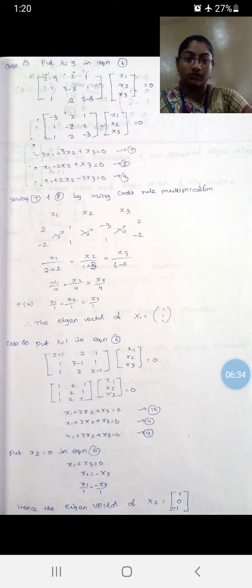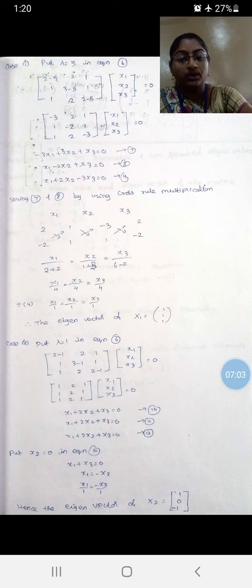Next we have to solve for lambda equal to 1. In equation 6, I get the equation. Then multiply the row and column for the 3 equations 10, 11, 12. Here see, all the given equations are similar. So I cannot take 10 and 11 to solve for x2 and x3. Hence put x2 equal to 0 in equation 10. Similarly x3 equal to 0 in equation 10. Hence I can find the values for x2 and x3.